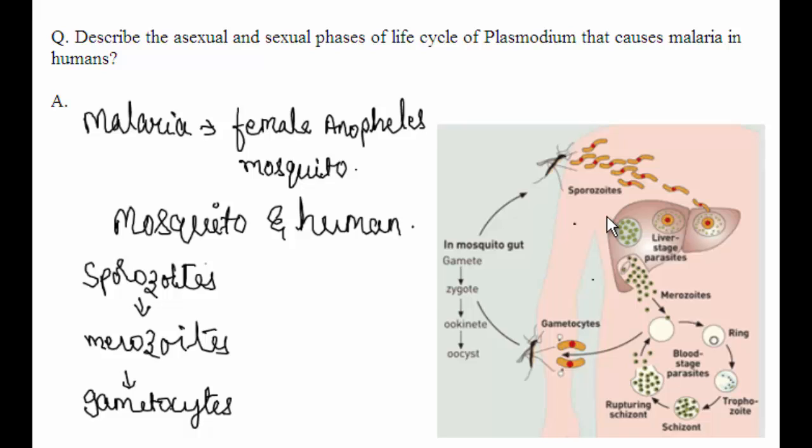So when these sporozoites are released, a healthy person will get malaria. So these sporozoites are released when the Anopheles mosquito bites a healthy human being, and it causes malaria.